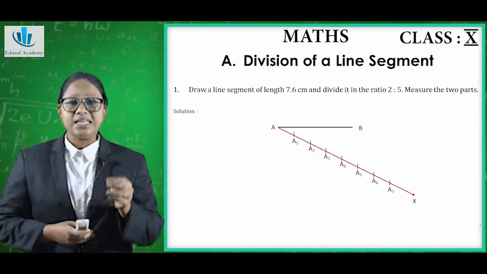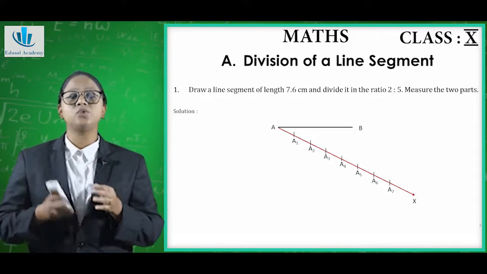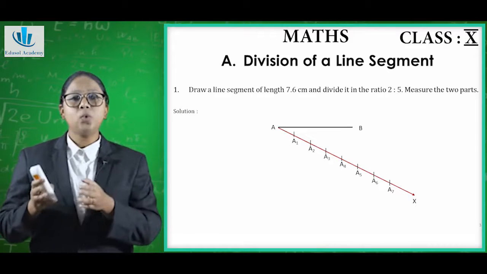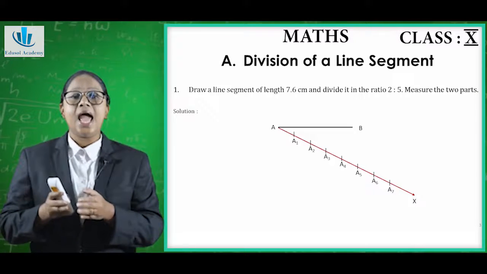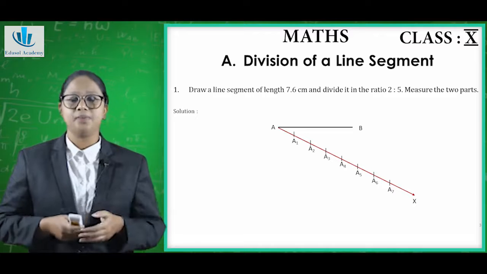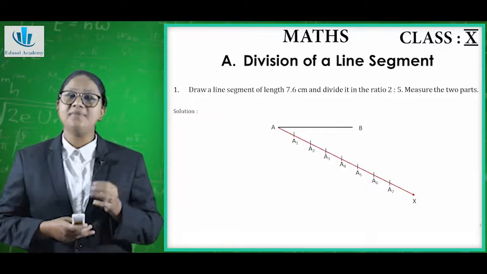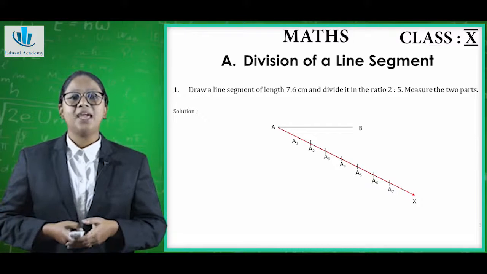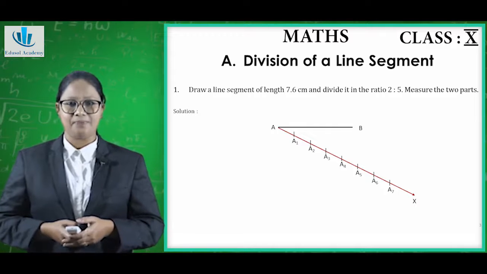So if C is the point that is dividing the line AB into 2:5, then out of 7 parts, 2 parts is what constitutes CA and 5 parts is what is made up by CB. So there are total 7 parts. So make 7 divisions on the line AX, namely A1, A2, A3, A4, A5, A6 and A7.